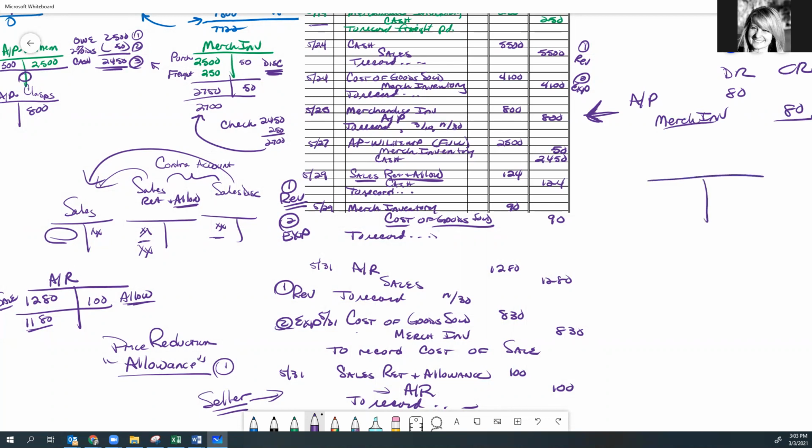So your merchandise inventory account, we debited $800 when we made the purchase. When we have the allowance, we want to credit it. This was our allowance, and our merchandise inventory now shows $720. Okay.